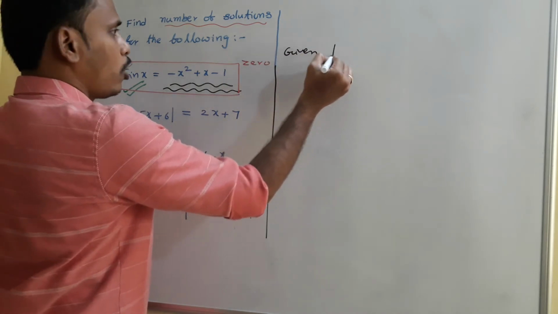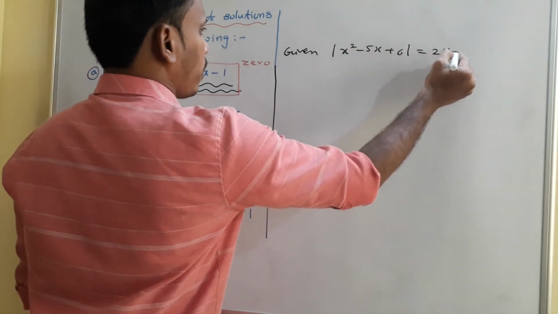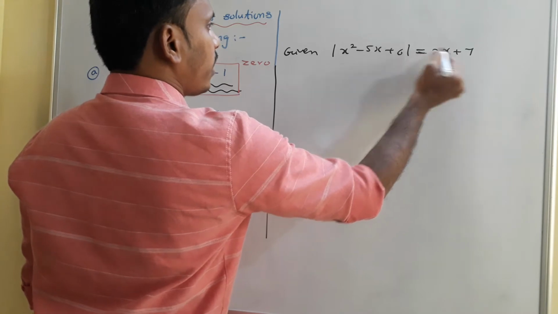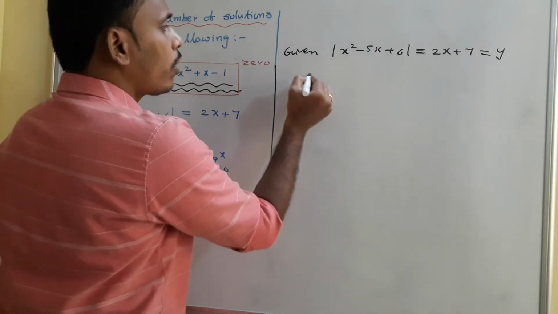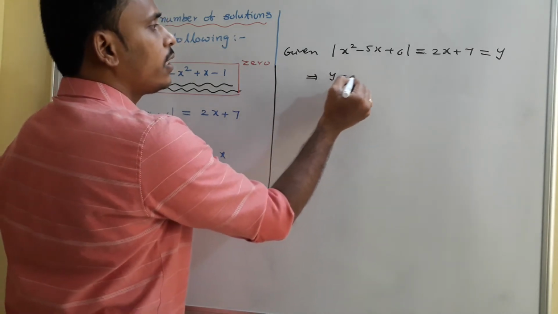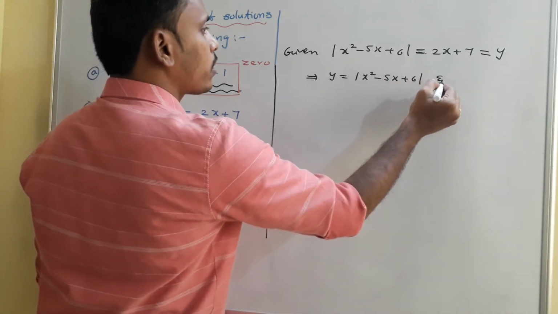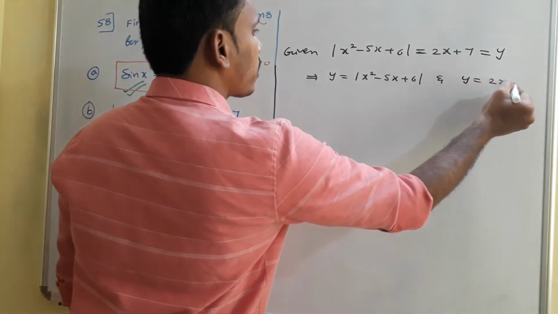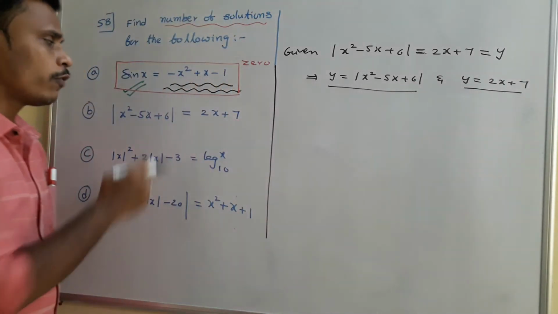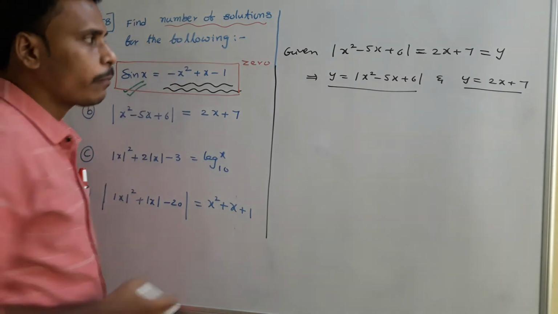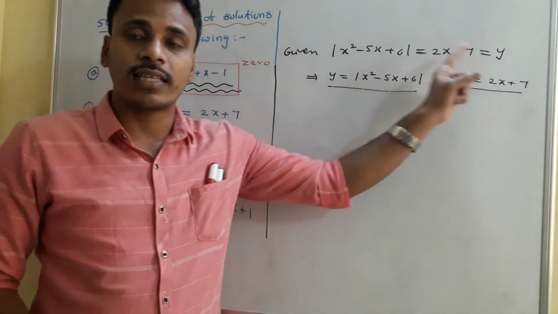Given modulus of x squared minus 5x plus 6 is equal to 2x plus 7, these two are equal. Say these two are equal to some y. Then y is equal to modulus of x squared minus 5x plus 6, and y is equal to 2x plus 7. So this is one graph and this is one graph. A similar discussion is possible for the first one also, but I neglected it there. You need to sketch the graph of this one as well as the graph of that one.